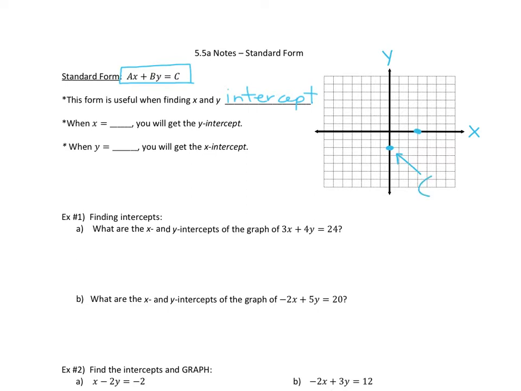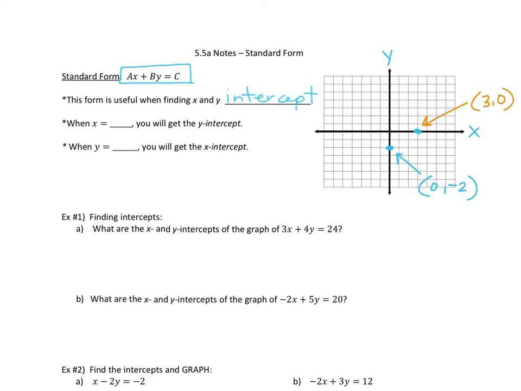0, negative 2. Right? So 0, negative 2 would be that point. What is this point? 3, 0. Okay, so notice what's happening here.